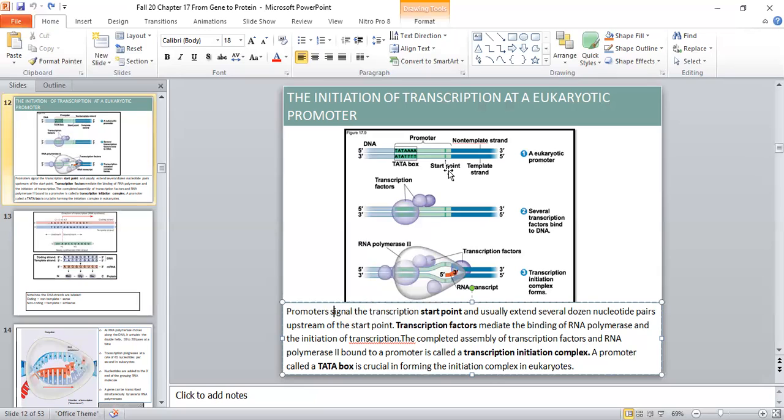Before the starting point is called upstream, and this is downstream. Downstream, what is made? Messenger RNA. And upstream is the promoter. The promoter is distinguished by a TATA box. So the promoter will have a TATA box. It is the distinguishing feature, the TATA box.